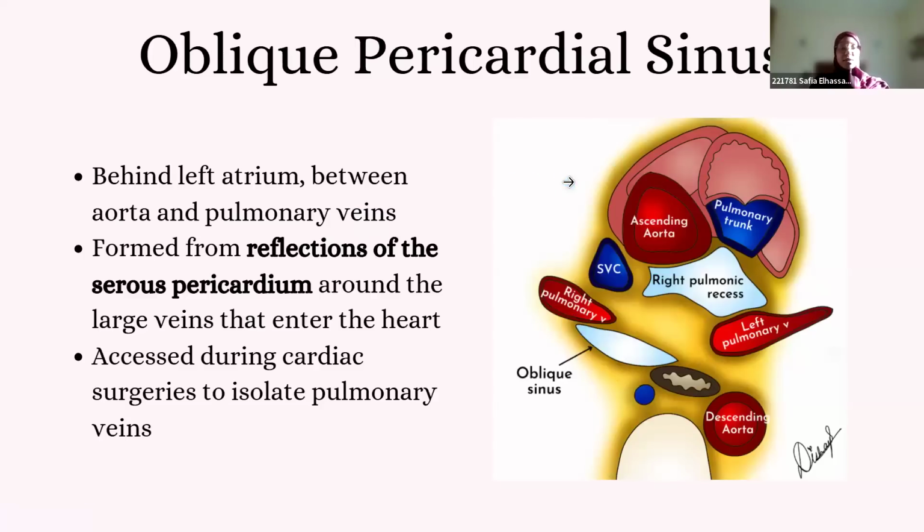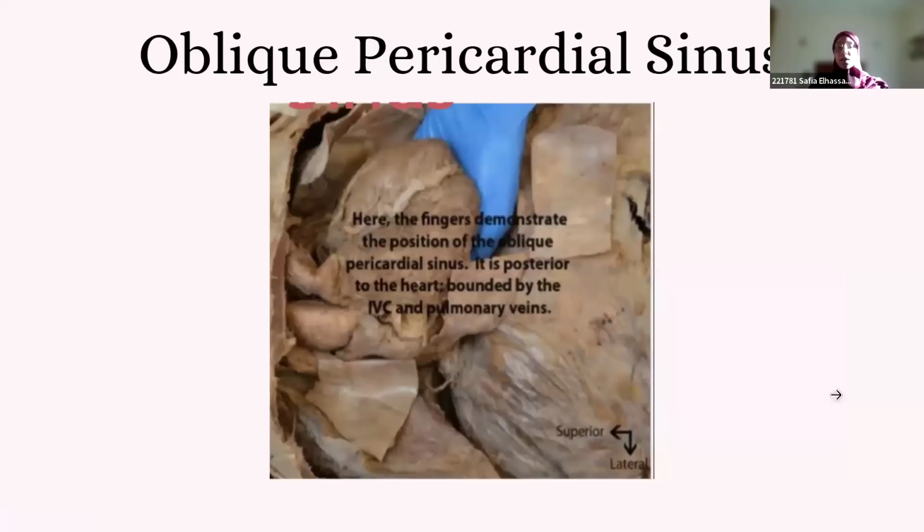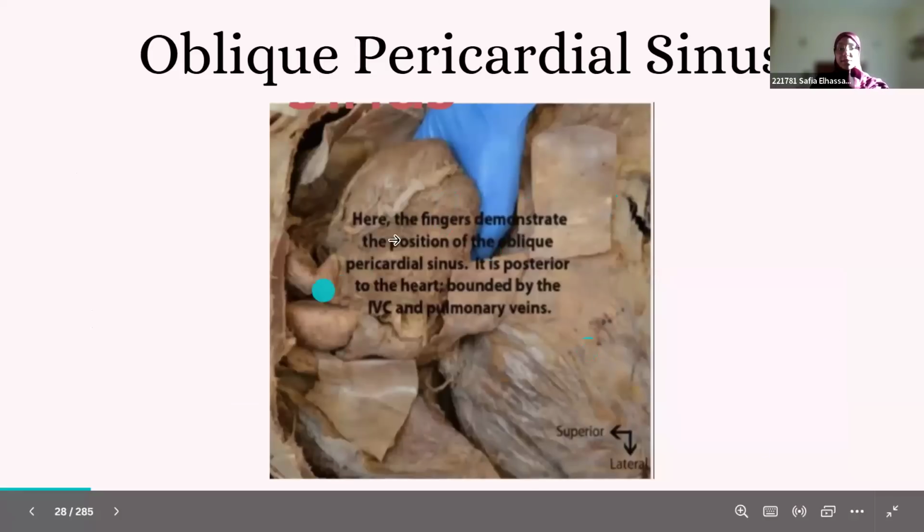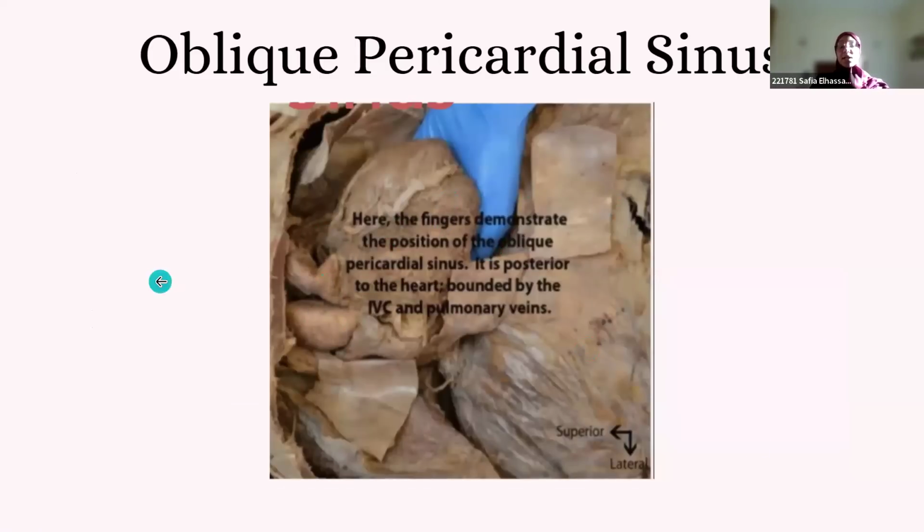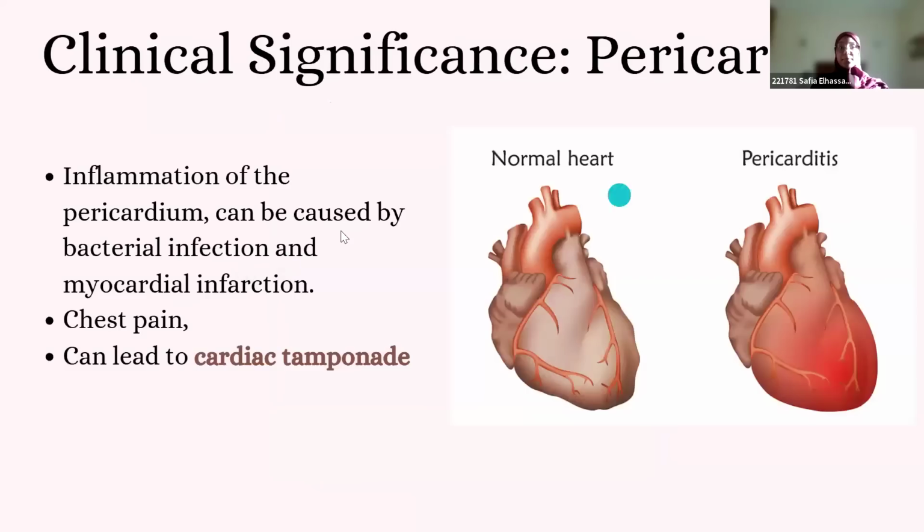And the function of this, or the clinical significance of this, is that during cardiac surgery, we go through it and we isolate the pulmonary veins. So compared to the transverse sinus, which we use to isolate the arteries, the oblique pericardial sinus is for isolating the veins. So here's just a cadaver picture. Notice how it's located all the way at the back. It's posterior to the heart and it's bounded by the IVC and the pulmonary veins.